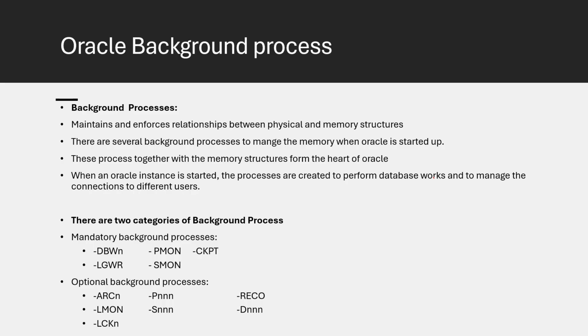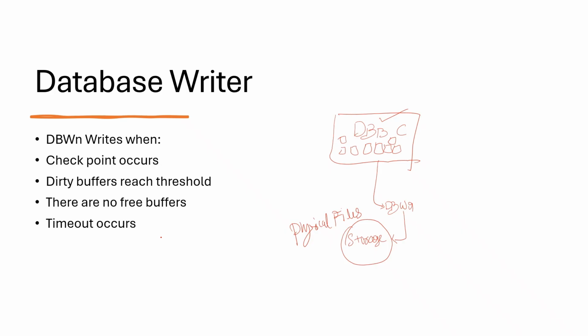Let me go back. DBWn. So n means the number of processes. You see, right? DBWn, n means number of processes. So that's where the DB writer comes into the picture to write the dirty buffers from the database buffer cache to the storage, your physical files, data files.